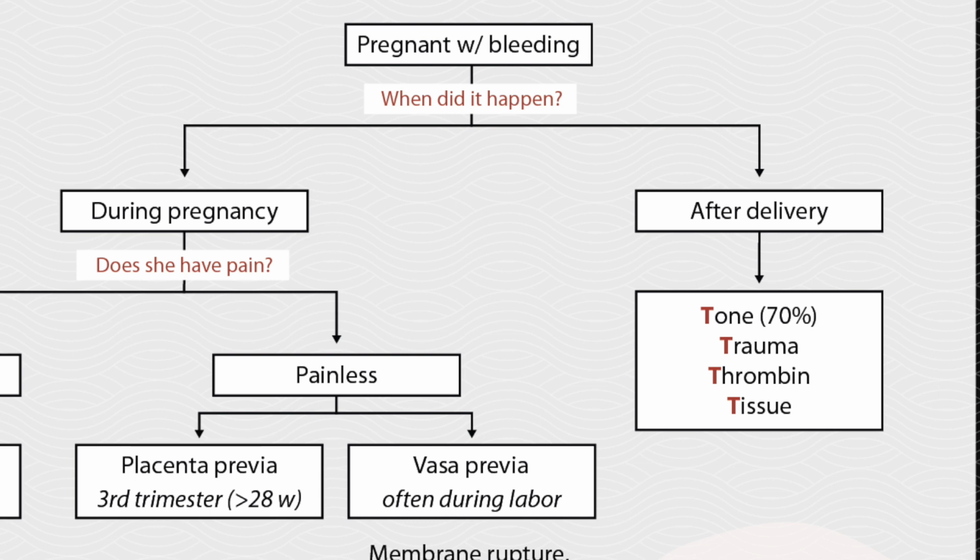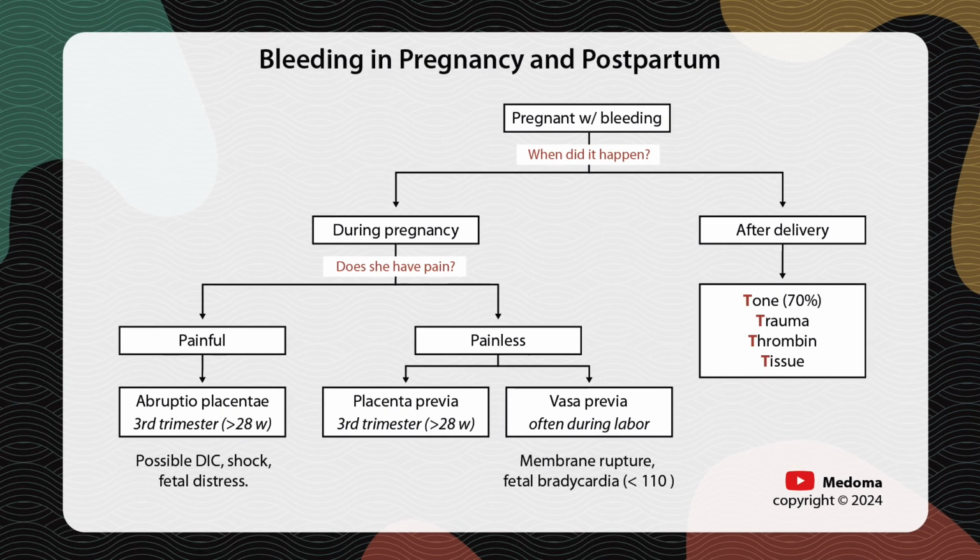Thrombin, complications with the clotting factors and any problems with the coagulation cascade, and most likely it will be a woman with an inherited coagulopathy in the questions. Also, there is the last but not least cause, which is called tissue. There are issues like retained placenta or abnormal placentation.